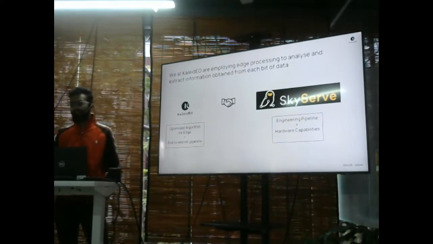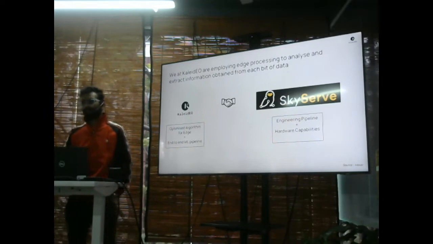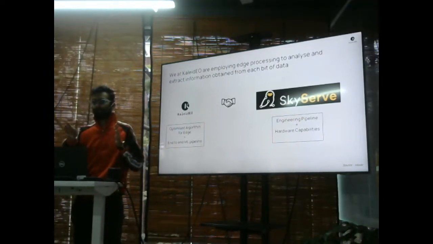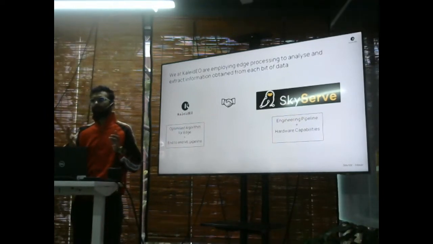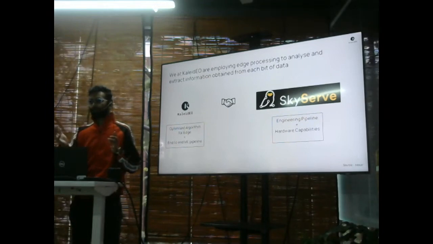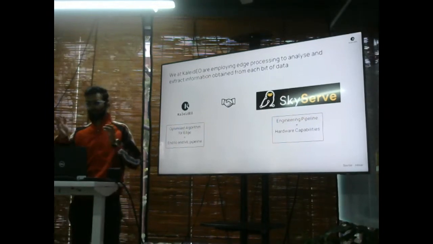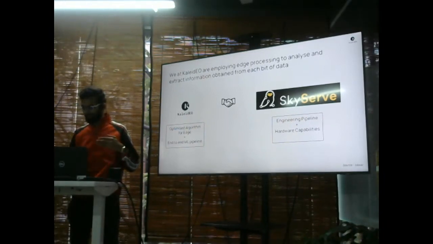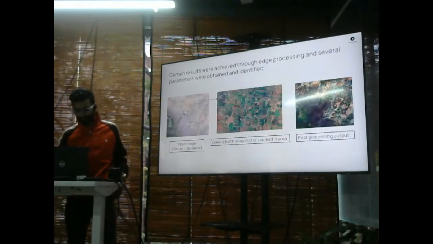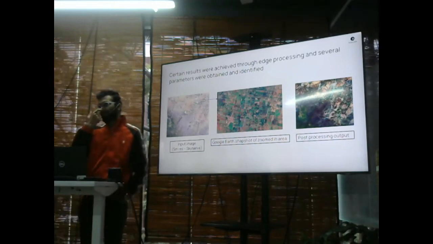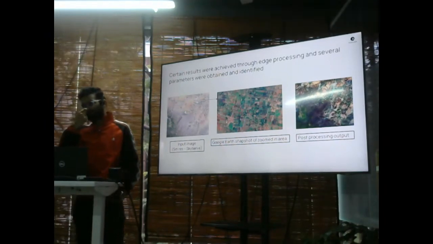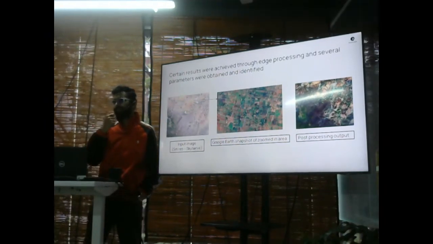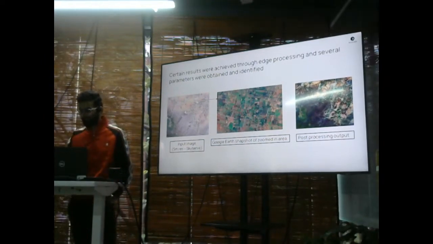SkyServe had that engineering pipeline where they have a portal where we could upload the models. We can choose what data to pick, and they also had this Jetson device where we could compute all these things. To show you some of the results, one pre-processing thing that we came across was a universal histogram equalization technique that works for any satellite data.